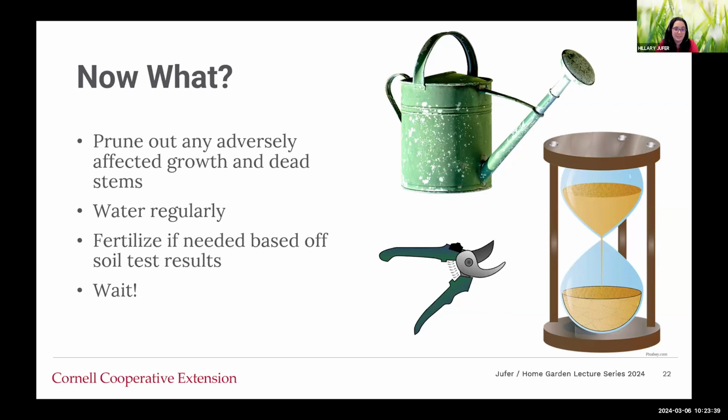Because you might see this at the end of winter, you might see it in the spring, you might see it in the summer, you might send us a picture and we might say, yeah, that's just winter damage. Just wait and see what happens. And I know it's very hard, but that's the biggest thing to do.